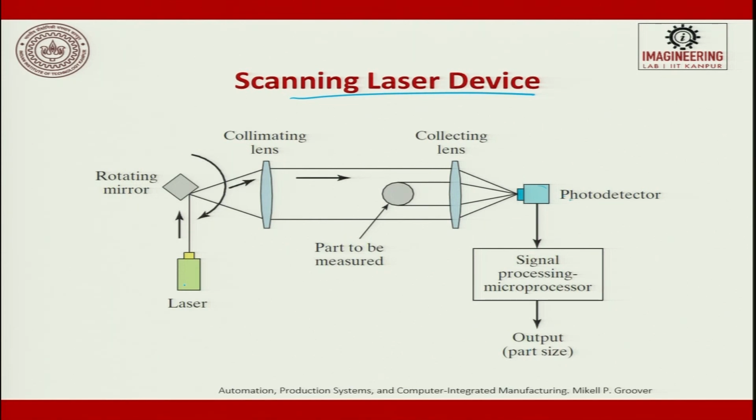Laser, rotating mirror. This rotating mirror will do an XY scanning, like galvo scanning XY. So, you will have collimating lenses, and the part is kept here. Just by rotating this, you get all the details which have been projected onto a photodiode. A photodiode is nothing but light falling, yes or no, the same thing as a pixel matrix. So, here you will have pixels, from there you take signal processing and you get the output. The scanning laser device is exhaustively used.